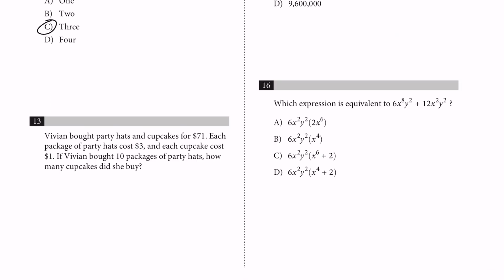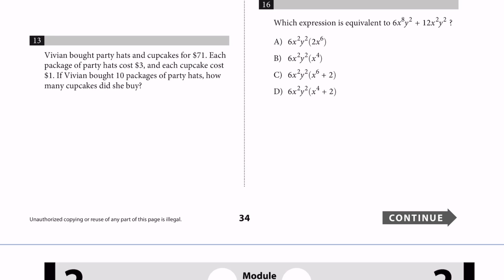So for question 13, Vivian bought party hats and cupcakes for $71. Each party hat cost $3 and each cupcake cost $1. Vivian bought 10 party hats. How many cupcakes did she buy? So we know she bought 10 hats. To get how much she spent on hats, we multiply that by the cost, $3 per hat, and the hats cancel, which gives us 10 times 3, or $30. So that's how much you spent on party hats.